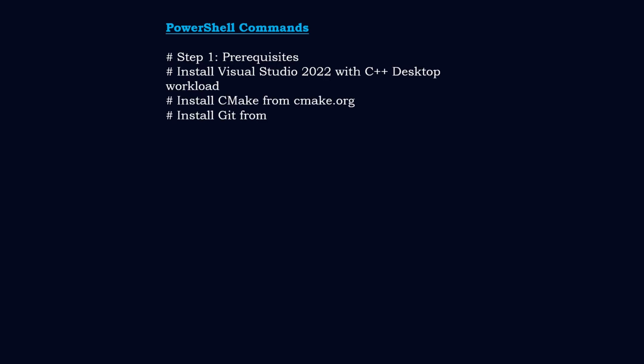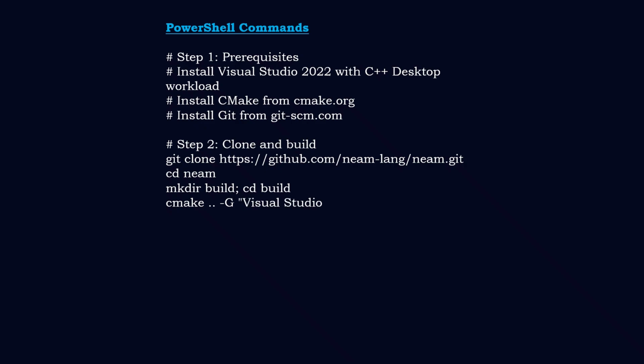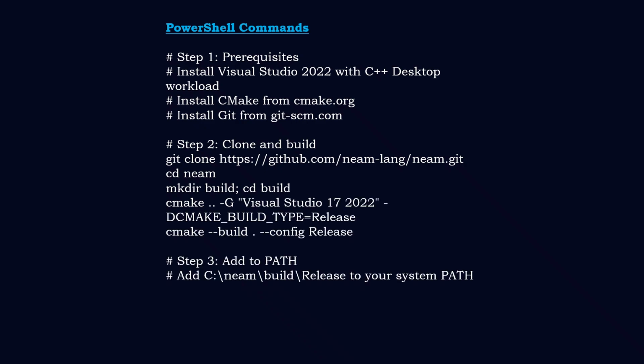On Windows, install Visual Studio 2022 with the C++ desktop development workload, CMake, and Git. The build uses CMake's Visual Studio generator. After building, add the build output directory to your system path. Same verification, neam --version. If you prefer WSL, you can follow the Linux instructions instead.